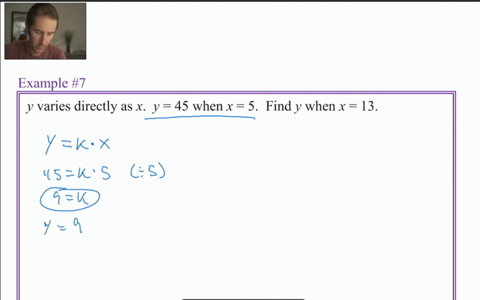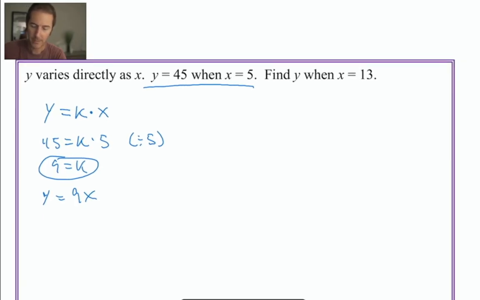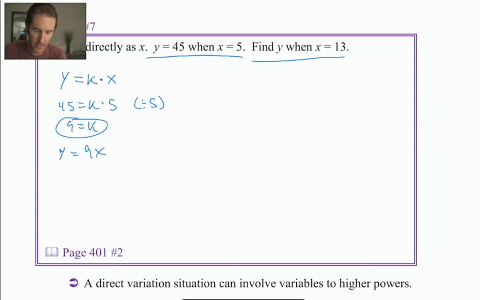And now we've got y equals 9x. And then the last stage of the problem, we're given all but one of the variable values. In this case, we're not being told our y value, that's what we have to find, but we are given an x value. So let's plug in that x value of 13. And then we can do our arithmetic and find that y equals 9 times 10 is 90, 9 times 3 is 27, 90 plus 27 is 117.